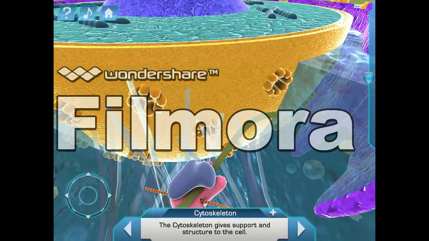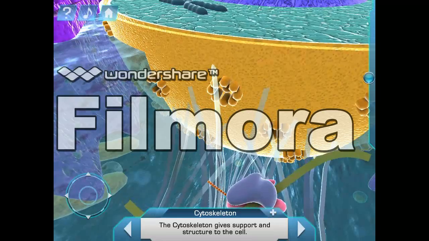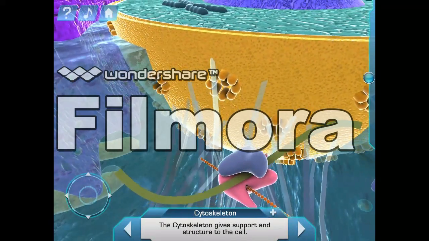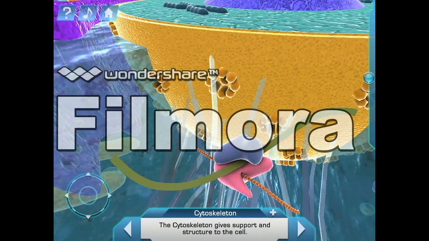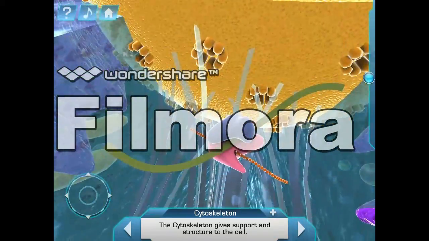Turning around, I want you to take a look at how the cytoskeleton attaches to the nucleus. This is how it supports all the organelles and keeps them in their specific place. And now we're going to take a look at the ribosome, which is right in front of us.